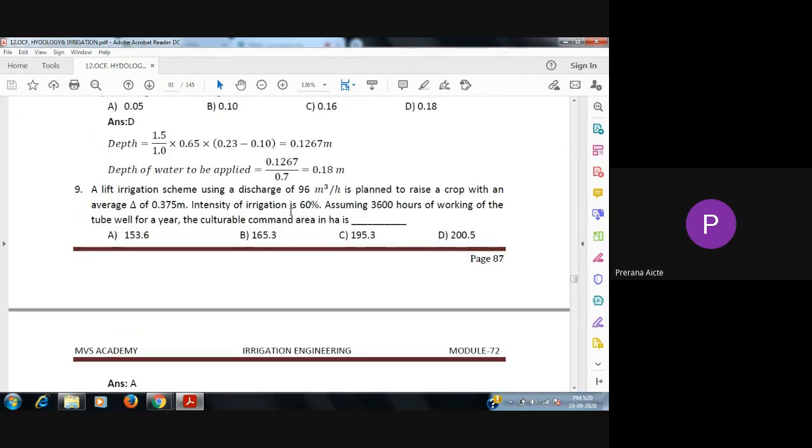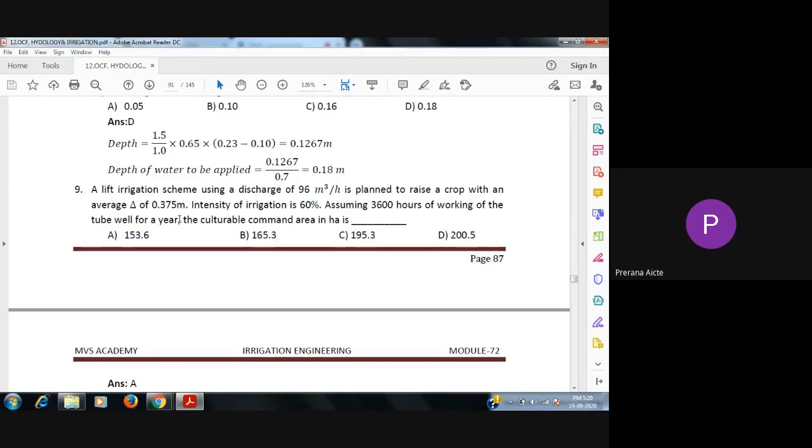A lift irrigation scheme using a discharge of 96 meter cubed per hour is planned to raise a crop with an average delta of 0.37 meters. Delta is the depth of irrigation. The intensity of irrigation is 60%, because only 60% of the land is to be irrigated. Assuming 3,600 hours of working of the tube well for a year, the cultivable command area in hectares is?